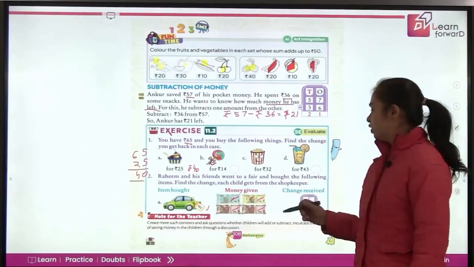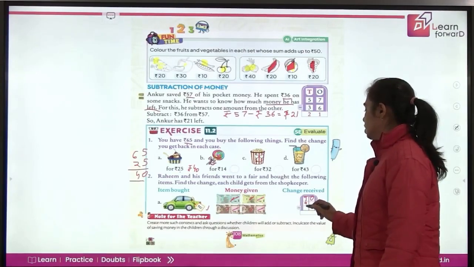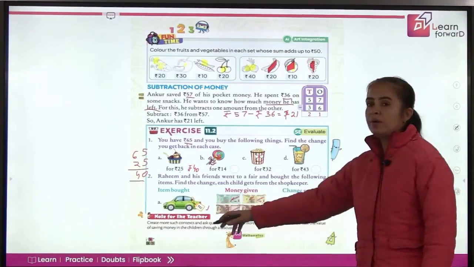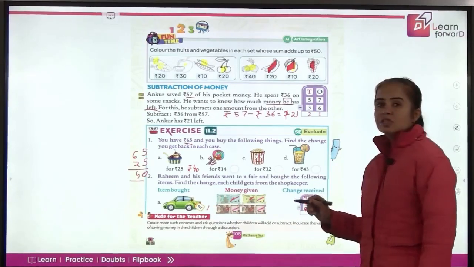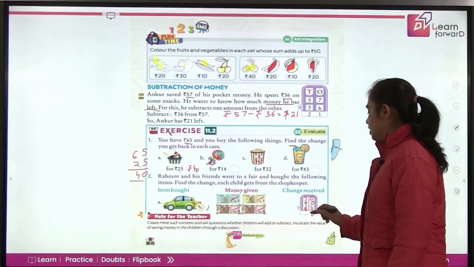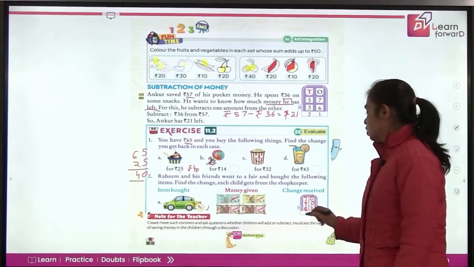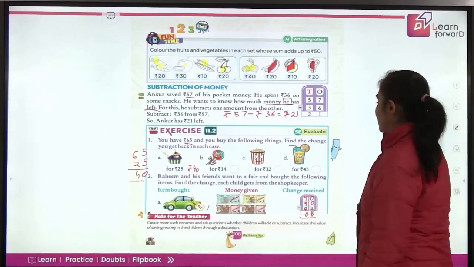So, if you give 90 rupees to the shopkeeper, this is 10 rupee notes, you give 90 rupees and you buy the toy car for just 82 rupees. How much is left? Subtract. Yes, 10 minus 2 is 8 and 8 minus 8 is 0. So, he gets back rupees 8.